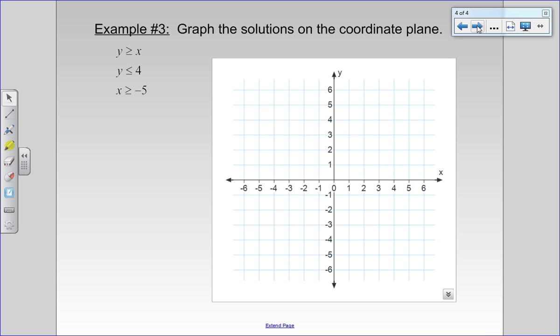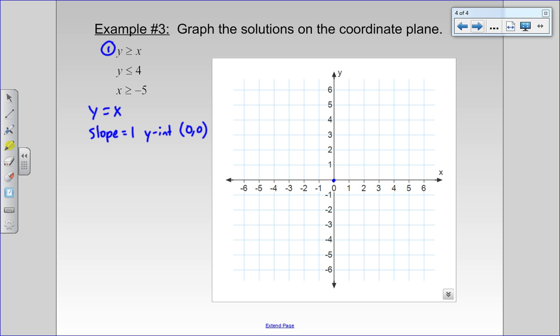Our final example actually contains 3 inequalities in the system. We can still graph the solutions on the coordinate plane using the same process as before. Our first inequality, which we will graph in blue, is y is greater than or equal to x. The boundary line is y equals x. This line has a slope of 1 and a y-intercept of 0, 0.